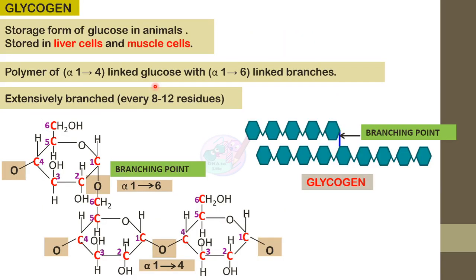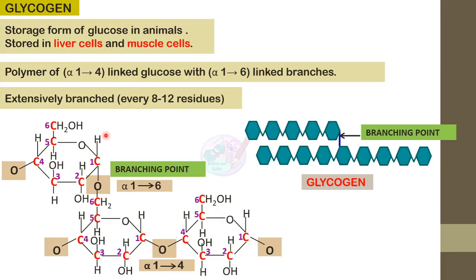Second one is glycogen. Glycogen is a storage form of glucose in animals. This is a stored form of glucose stored in liver cells and muscle cells. In liver cells, whenever our blood glucose is low, glycogen is broken down into glucose and our blood glucose rises. But glycogen in muscle cells does not contribute to our blood glucose level, it is only used for muscle activity.